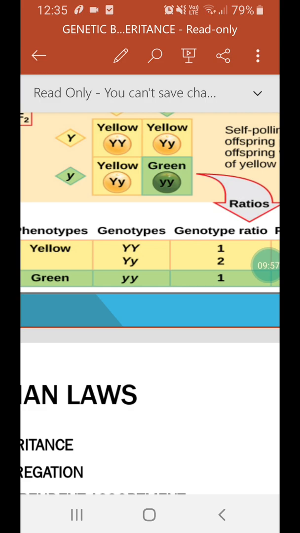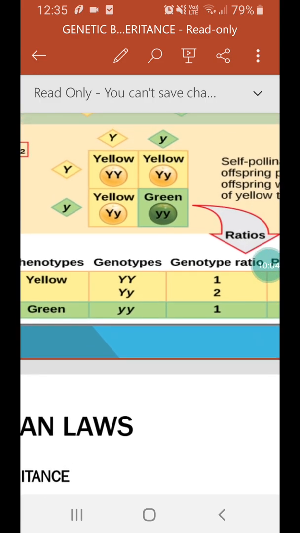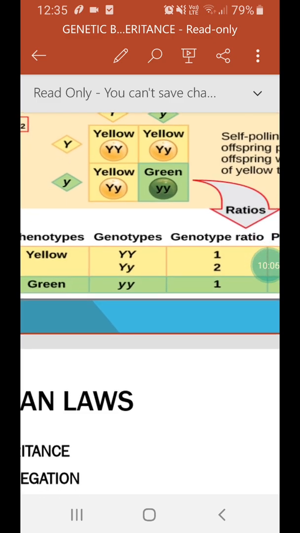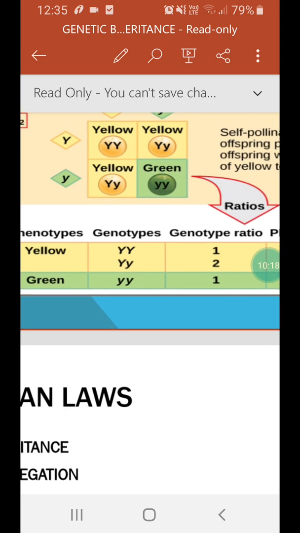And for green, only one genotype is there, that is the small y. So this capital Y represents the dominant character. So you can see in all the three yellow color seeds, capital Y is there. In the first case 2 Y are there, in the second case 1 is there, and in the third case again 1 capital Y is there.